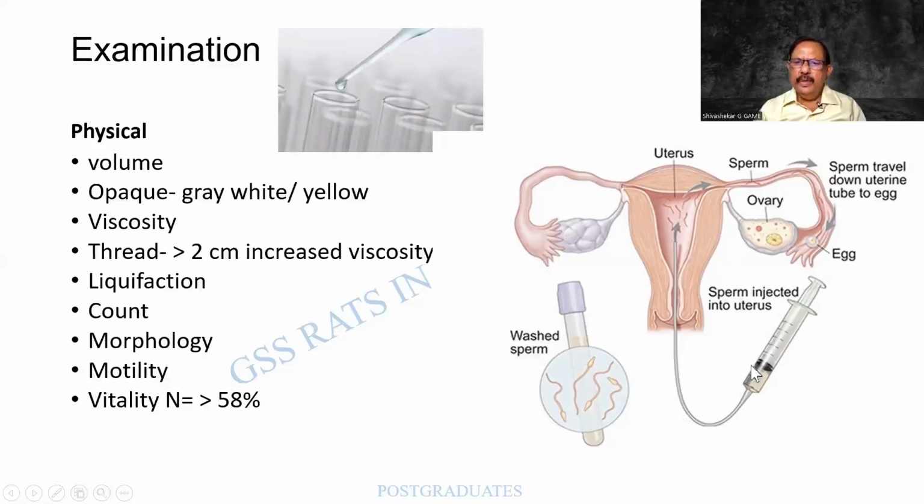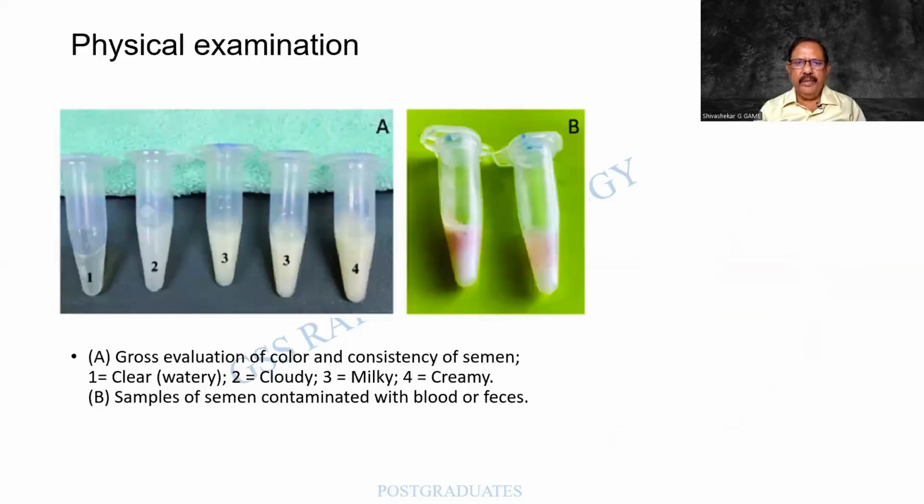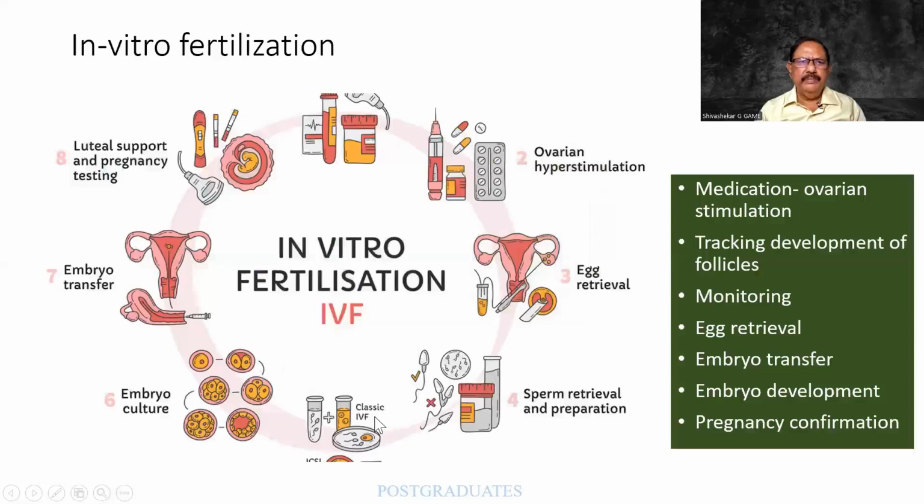And this is a picture of an artificial insemination. You find that after all the preparations, it is being injected into the female genital tract. Artificial insemination is different. In vitro fertilization is totally different. The physical examination, this is what I said. Based on the color and the clearance, you find it can be 1 clear or watery, 2 is cloudy, 3 is milky, 4 is creamy. Sometimes you find that it can be yellowish or yellowish red because of an admixture with the blood or the feces.